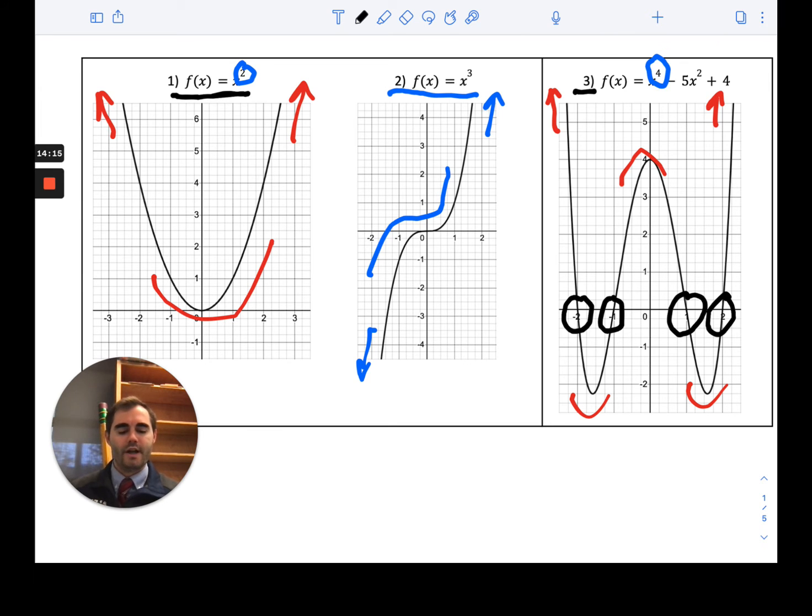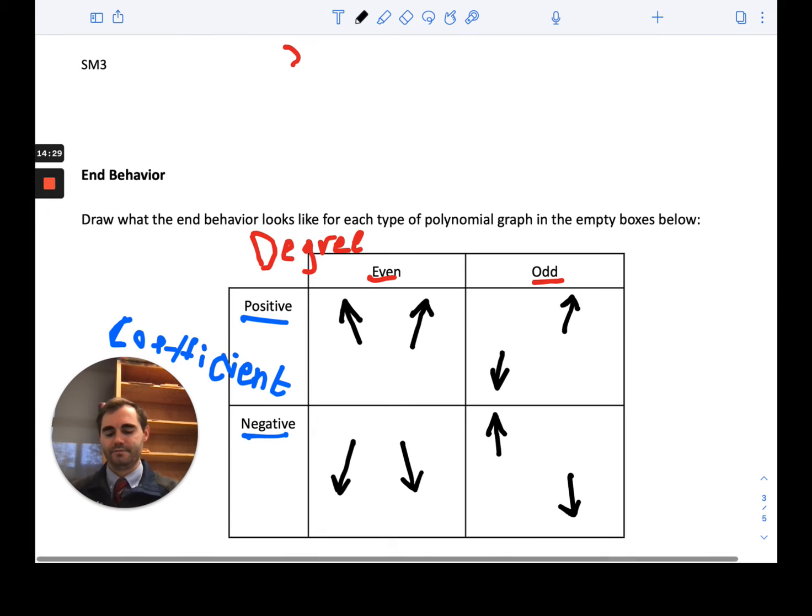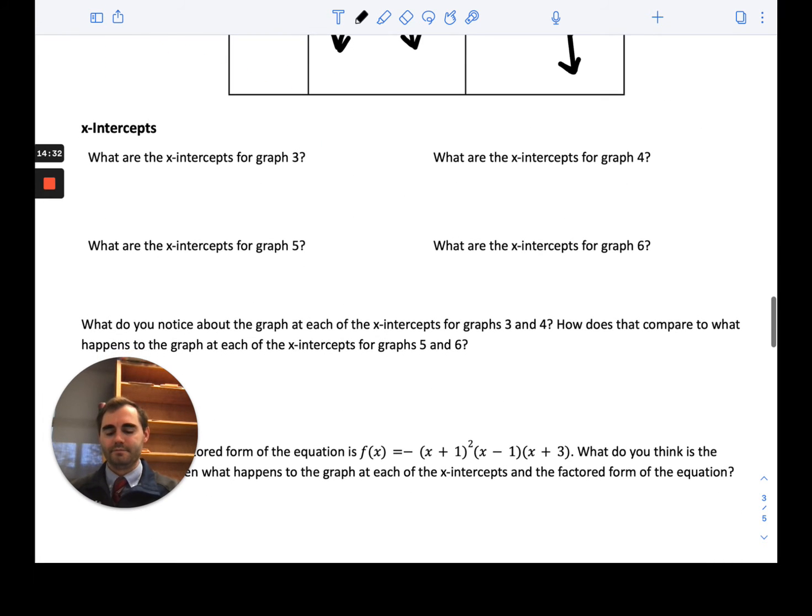Notice that we cross at x is equal to -2 on the far left, x is equal to -1, x is equal to 1, and x is equal to 2. So what I would do is come down here, and for my x-intercepts, I would say that my x-intercepts are x is equal to -2, x is equal to -1, x is equal to 1, and x is equal to 2. So those are all my x-intercepts for that graph.